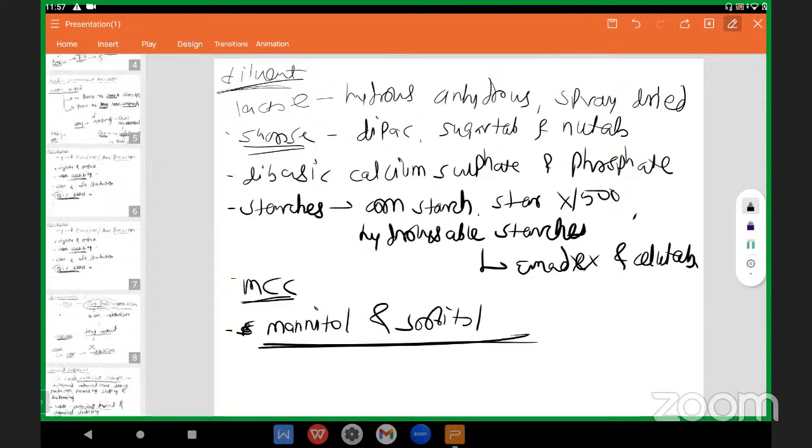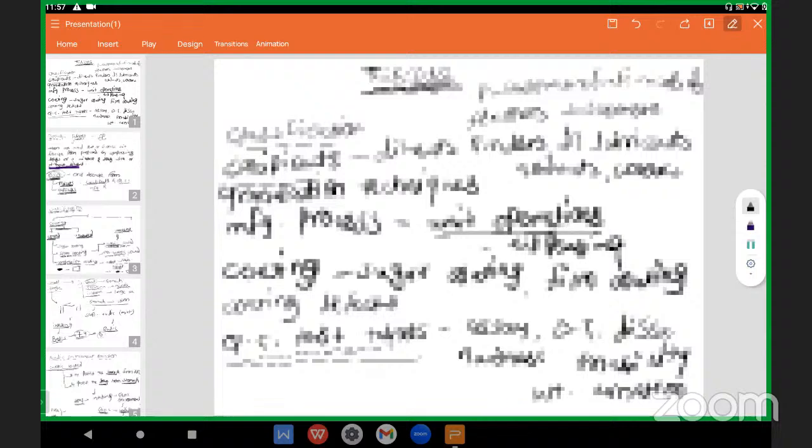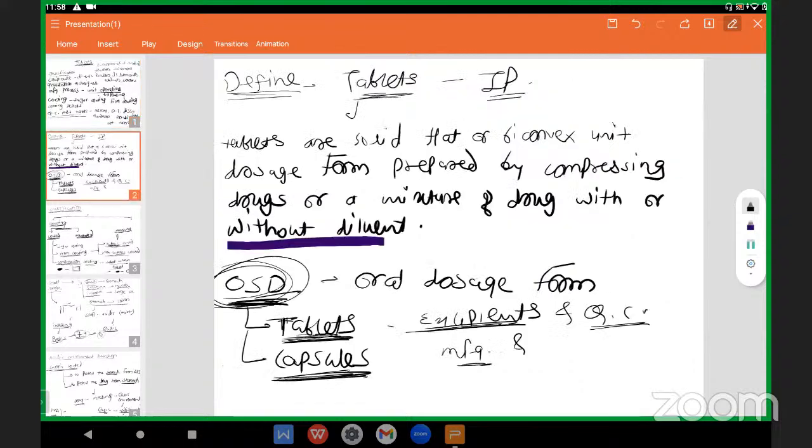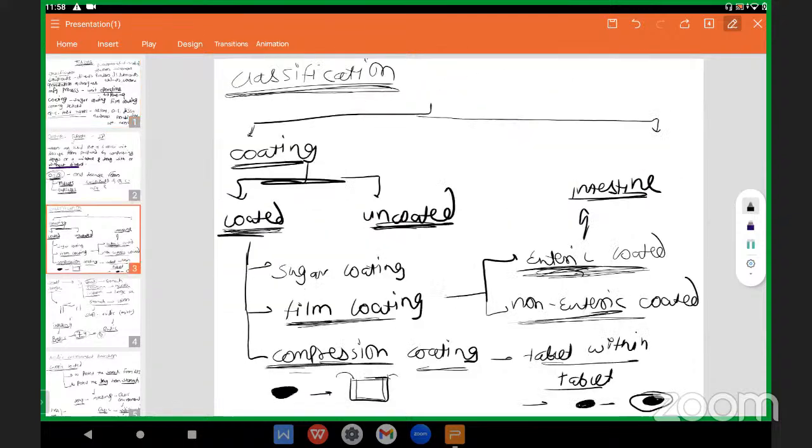Starting from the definition of the tablets. Then we have seen the classification of tablets, divided into two types based on the coating and based on the application. So coating will be classified as coated and uncoated, right? How many categories under the coating? Sugar coating, film coating, and compression coating, right? Film coating will be again classified into the enteric and non-enteric coating, right?